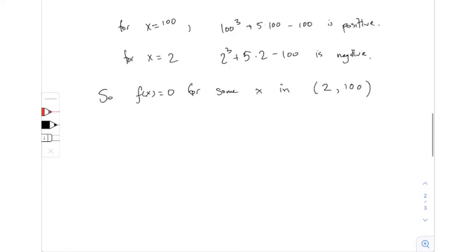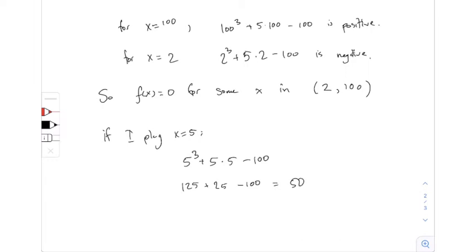Like, for example, if I plug in 5, what does that give me? That's 5 cubed plus 5 times 5 minus 100. This is 125 plus 25 minus 100. That's positive, right? This is 50. So actually this allows you to narrow it down.